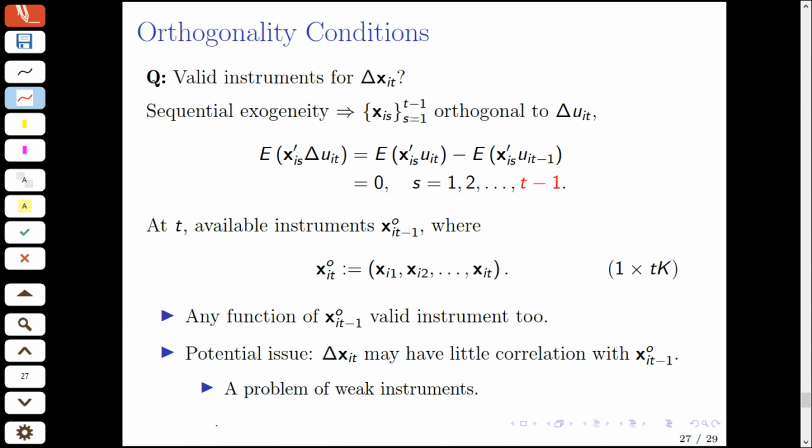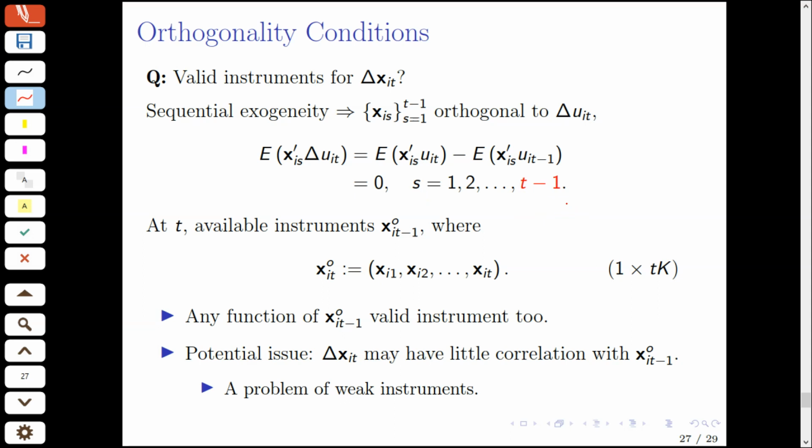So what kind of instruments could we come up with, or could we construe, for the purpose of instrumenting the differenced regressors? Well, we may notice that under sequential exogeneity, the regressors in all past periods can be shown to be orthogonal to the difference disturbance. This follows from plugging in the definition of the difference and distributing the expectation onto each term, only to realize that these expectations are both 0 whenever we're looking at a period s which is in the past. That is, it is at most t minus 1.